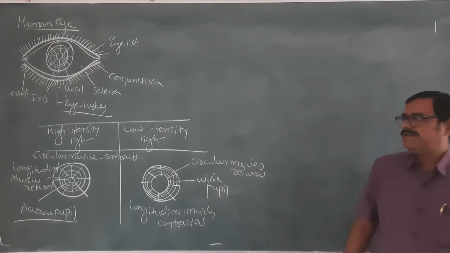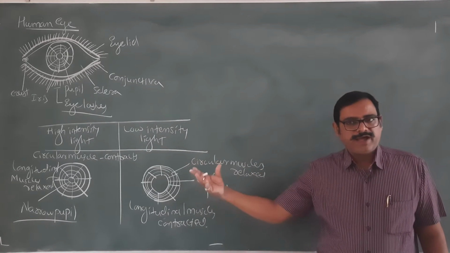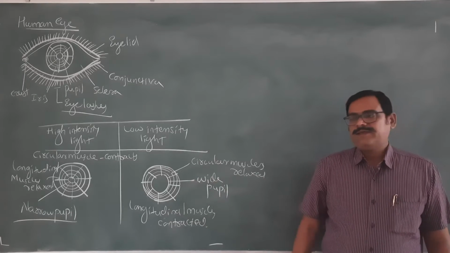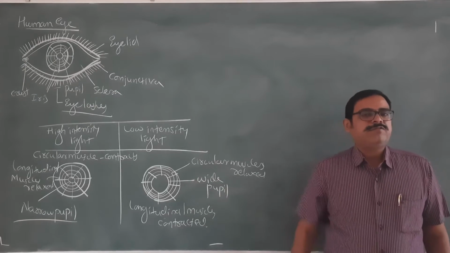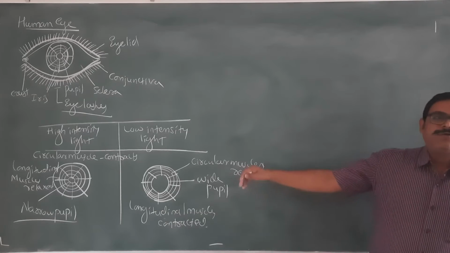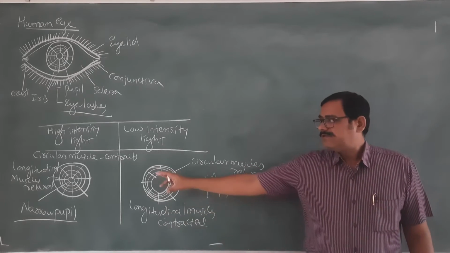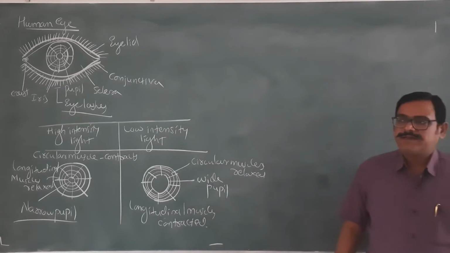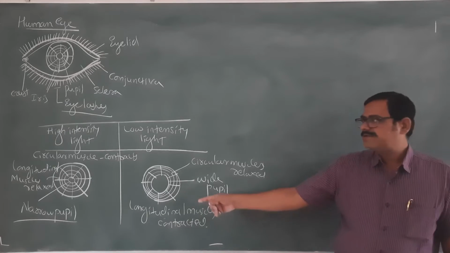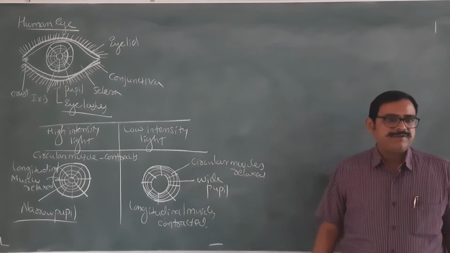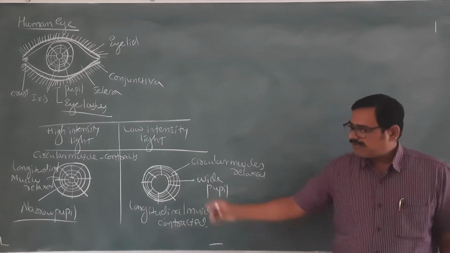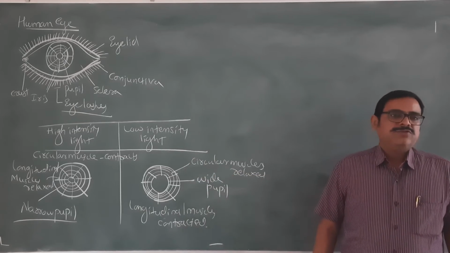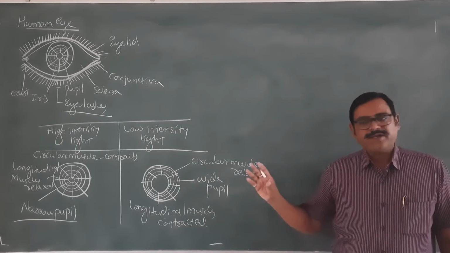This is called light accommodation in the eye. When the light intensity is very high, the eye doesn't require that much light to enter into the eyeball. So what will happen mainly? There is a relaxation of longitudinal muscles and contraction of circular muscles, creating a narrow opening for the pupil. So less light will be entering.